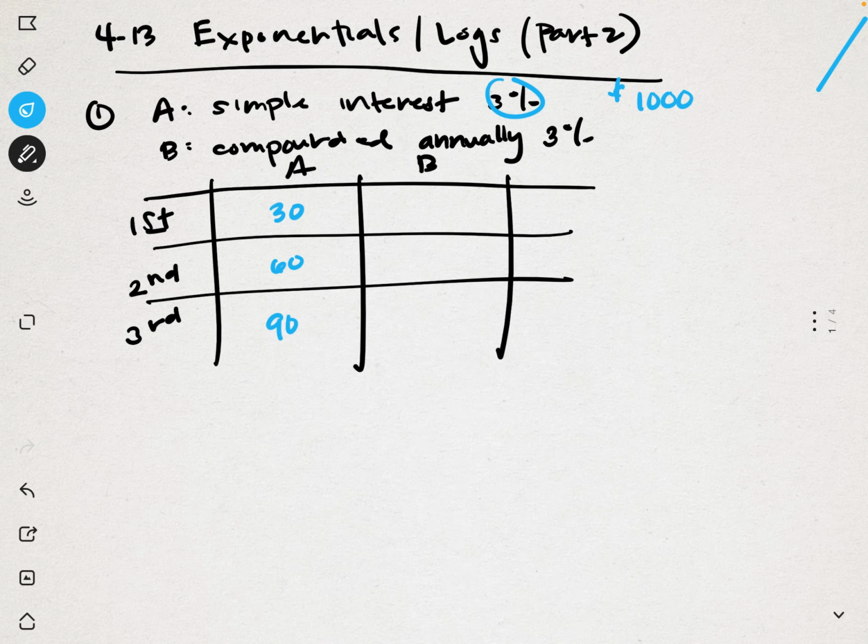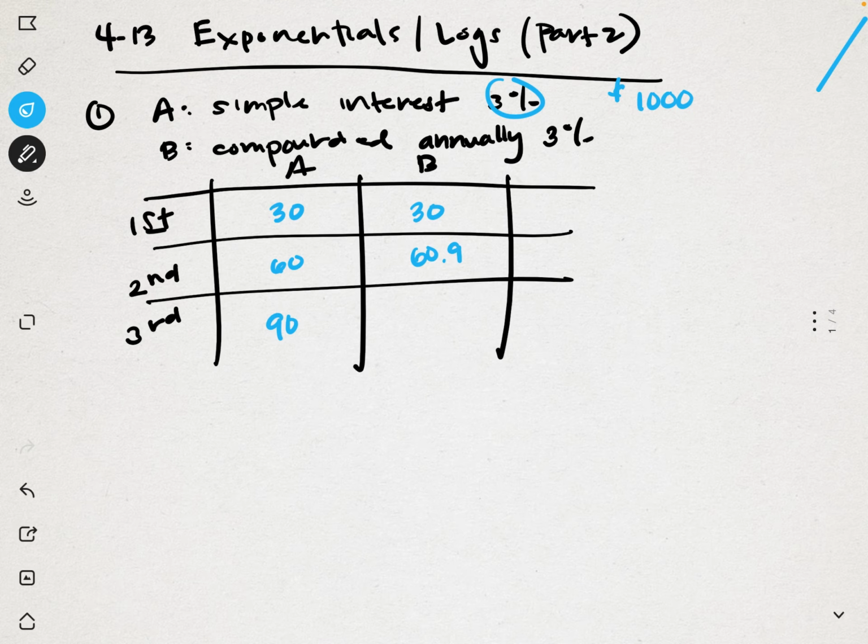But if we compound our interest annually, what that means is we're going to get $30 the first year for person B, right? And then what we have there is going to be 1,030. So 1,030 times 0.03 is going to give us 30.9. So this is going to be $60.90, which is not a lot more, but it is more, right?